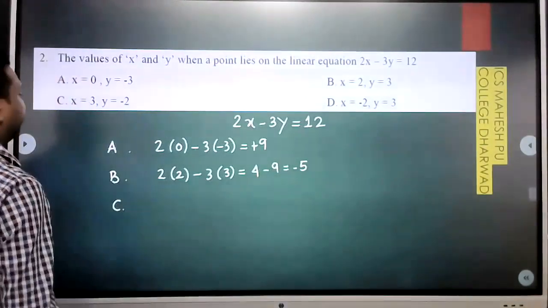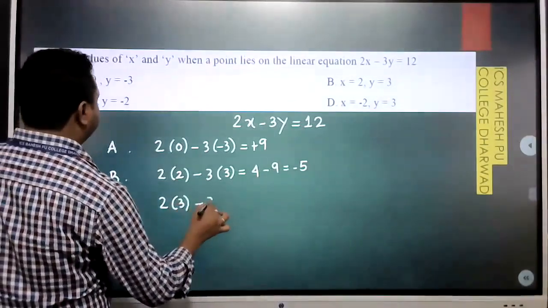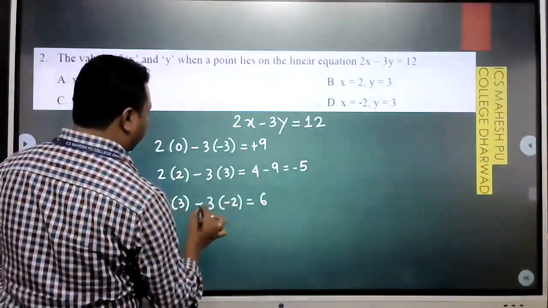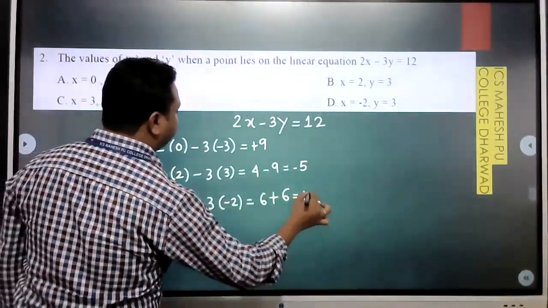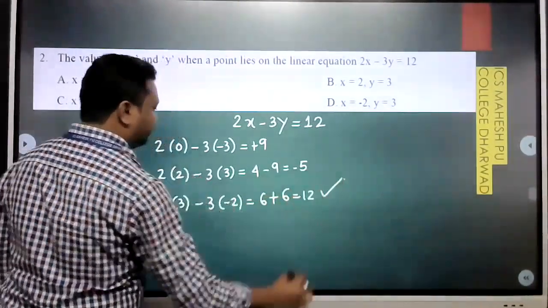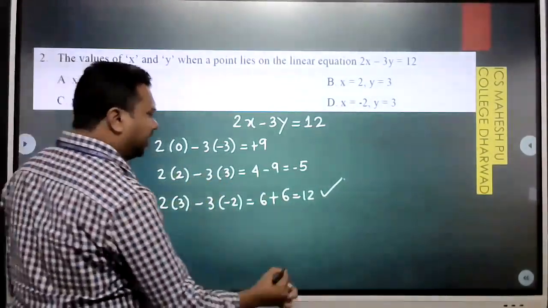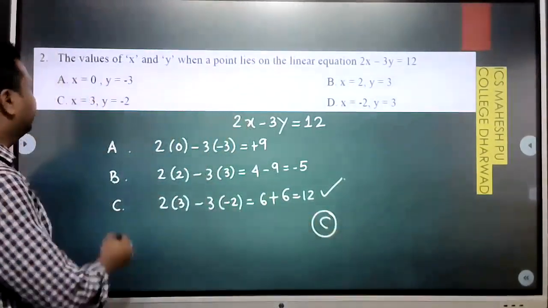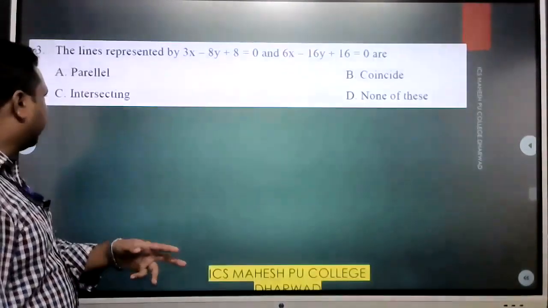Let's go for option C. 2 into x, that is x = 3, minus 3 into y, that is -2. 2 into 3 is 6, minus into minus is plus, 3 into 2 is 6, that becomes 12. I think we have the answer here, right? Because we are getting the sum equal to 12. Hence, what is the right choice in this case? Option C is correct. Let's go for the next question.